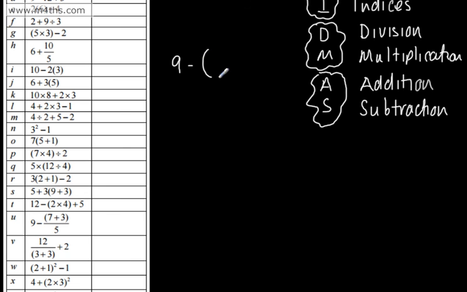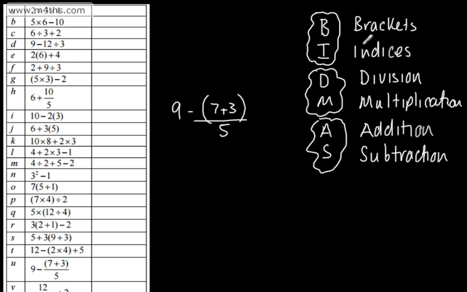So 9 minus (7 plus 3) divided by 5. We've got brackets, we've got division, and we've got subtraction. So if we just go down our list, we've got brackets, division, and subtraction. Let's do the brackets first.